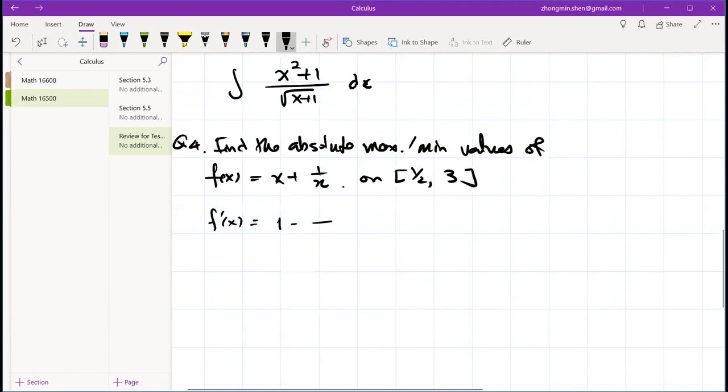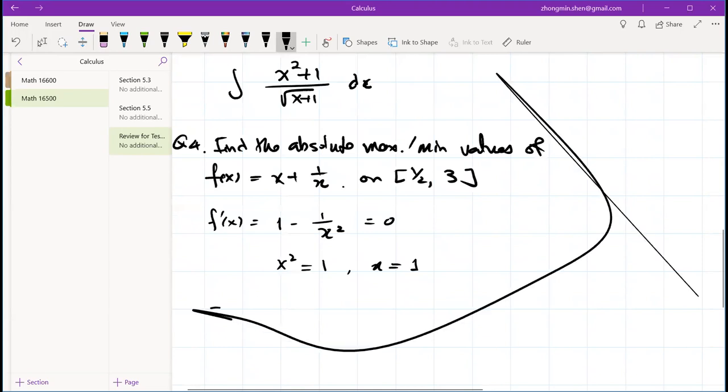So let's find the critical number. So it's 1 minus 1 over x squared when you differentiate. And if this is set to be 0, then x squared should be equal to 1, right? Then that means x should be equal to 1. Now, -1 is not in the interval, so I'm not going to mention that. So 1 is a critical number.